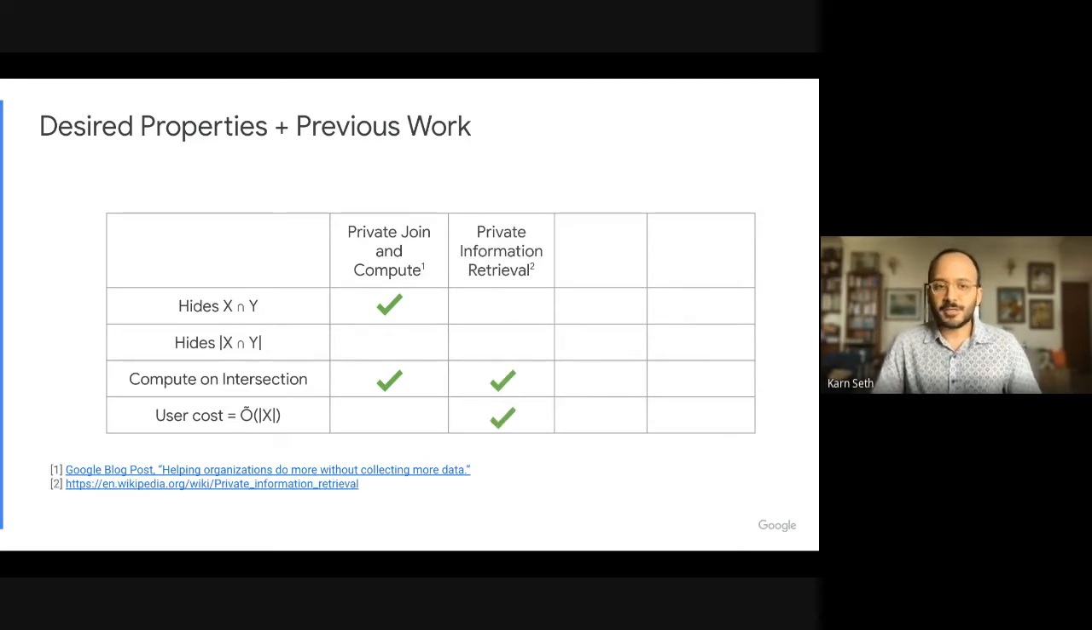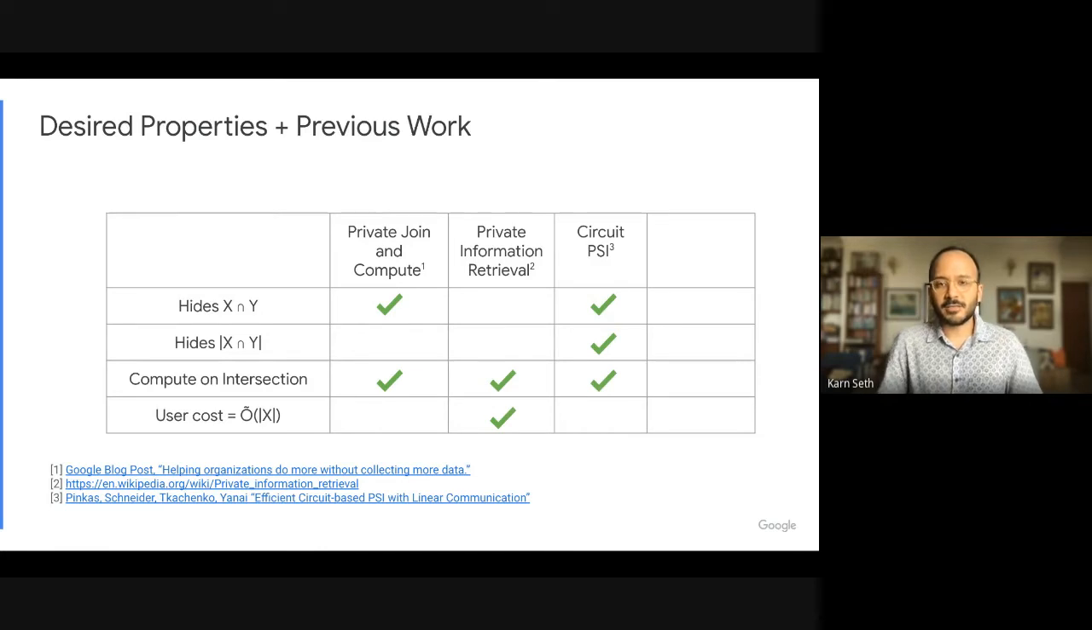Now, there's another technology known as private information retrieval, which is very well tailored to asymmetric data set sizes. And in fact, you can build inner join, private join and compute from private information retrieval, basically by using it as a private set intersection protocol. The basic way you would use private information retrieval to build private set intersection reveals the particular items in the intersection, and it reveals the intersection size. But it allows computation on the intersection and also has user costs that are almost linear in the smaller data set.